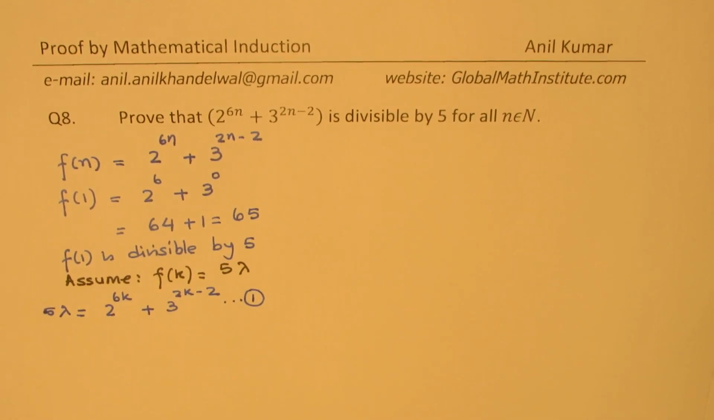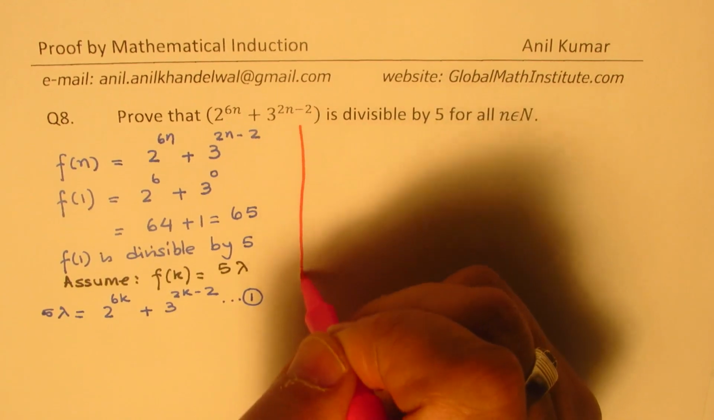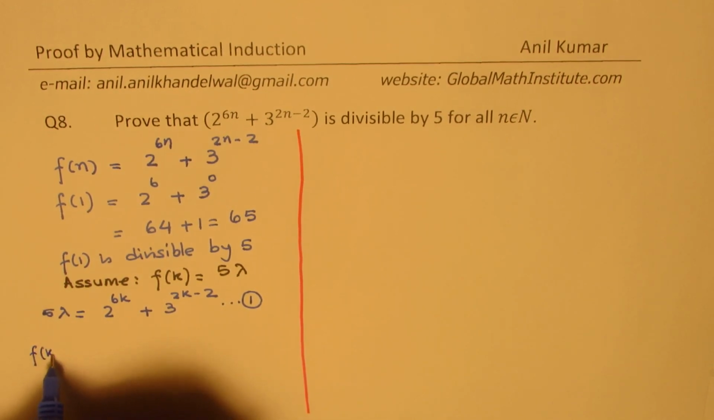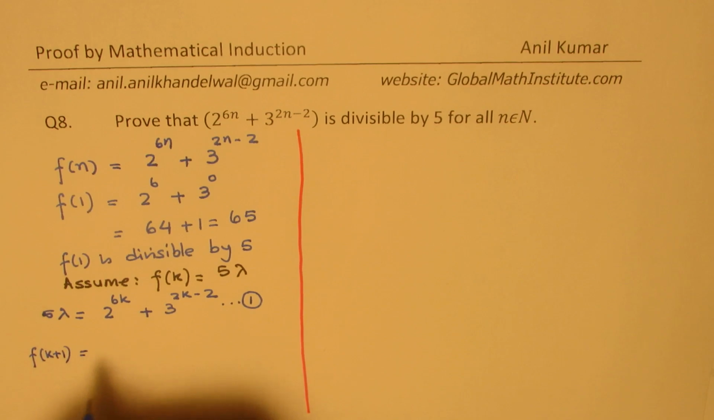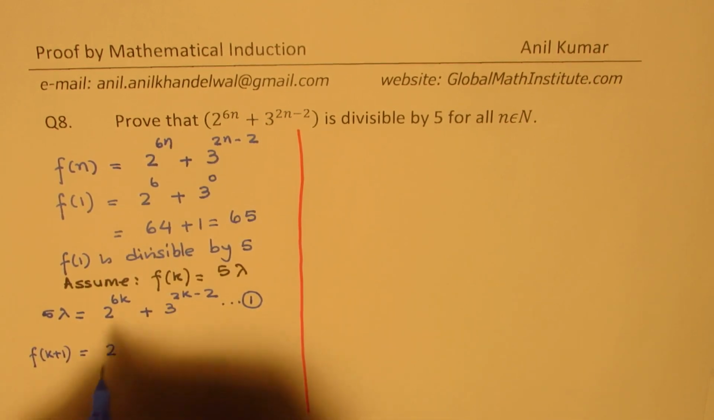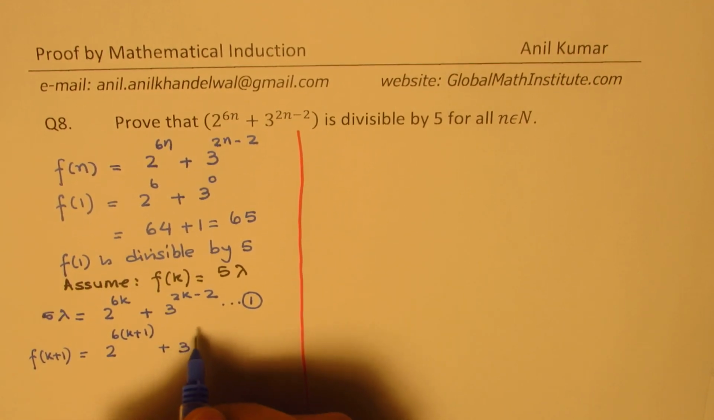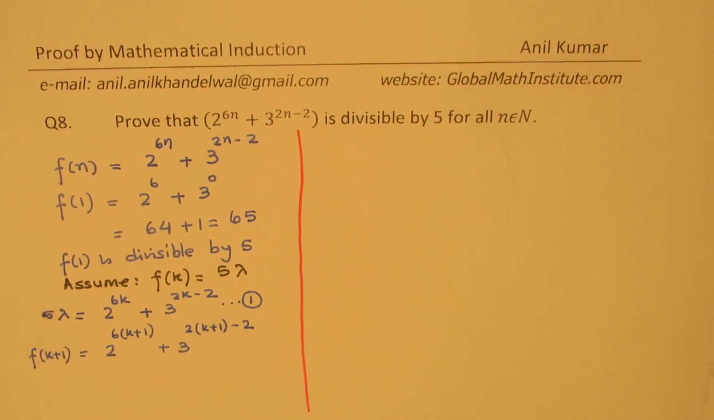So we have different kinds of proofs. You could also rearrange this equation and write it in a different fashion, right? So we'll leave it here. And the idea here is now to find whether f of k plus 1 is a multiple of 5 or not. So f of k plus 1 will be 2 to the power of 6 into k plus 1 plus 3 to the power of 2 into k plus 1 minus 2. Right? So let's take it to the right side and then solve this.